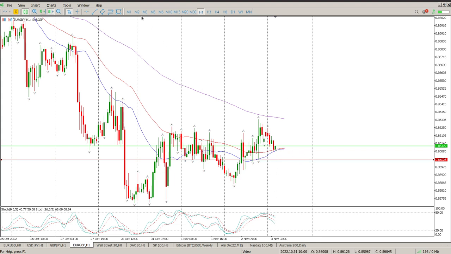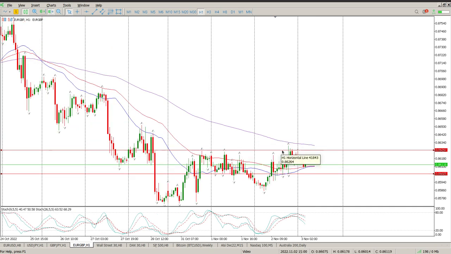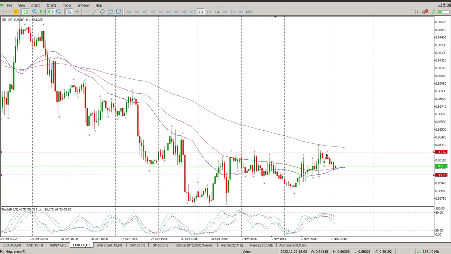So we need to test that area. That is our range. So we don't do anything until we break this to the upside or to the downside. Look at the moving averages here. We're kind of coming together, but we'll be between the 155 EMA and the slow, faster moving averages. So that is a range.